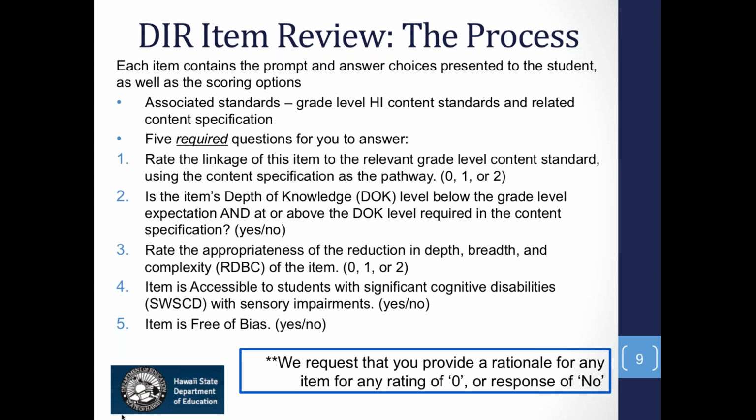The fourth question is the item accessible to students with significant cognitive disabilities with sensory impairments. And it's really focused on sensory impairments, but any impairment that might get in the way of that student's ability to access the item is intended to be covered by this question, such as orthopedic impairments, etc. And finally, is the item free of bias?